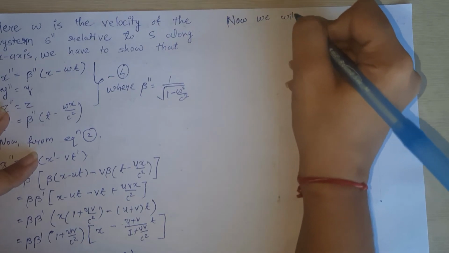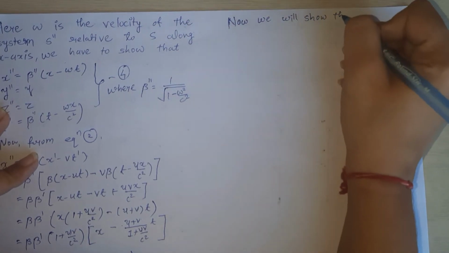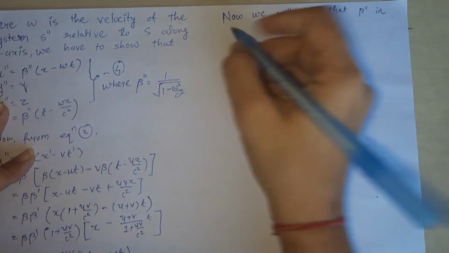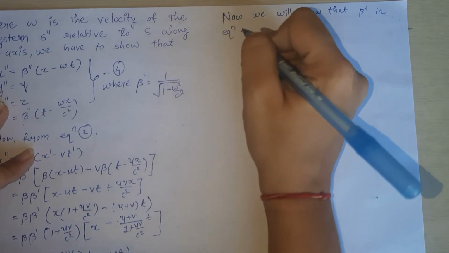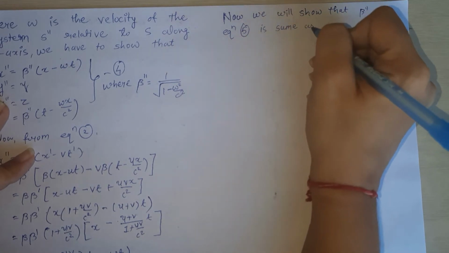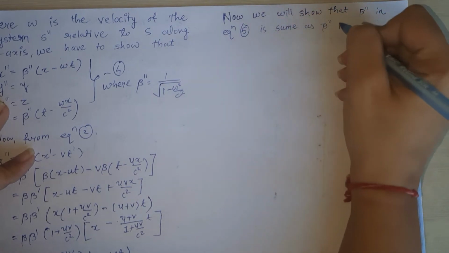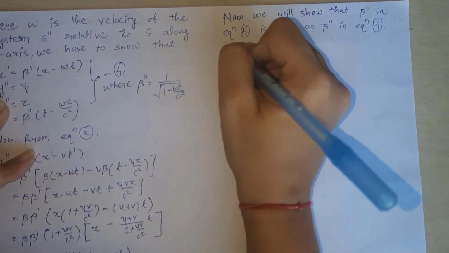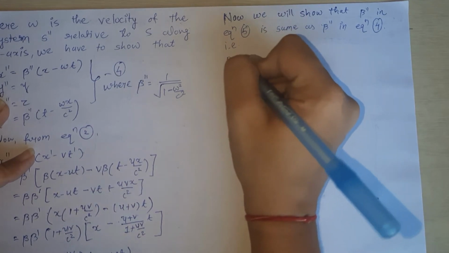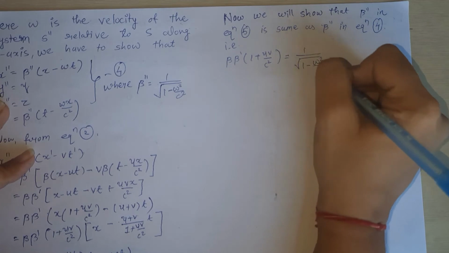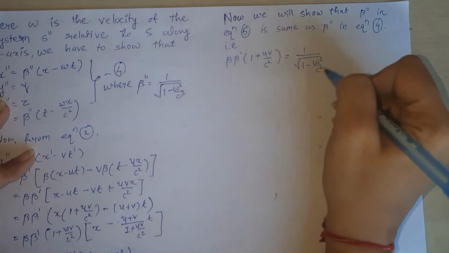Now we will show that beta double dash in equation 5 is same as beta double dash in equation 4. That is, beta into beta dash into 1 plus uv upon c square is equal to 1 upon under root 1 minus w square upon c square. We need to prove this.